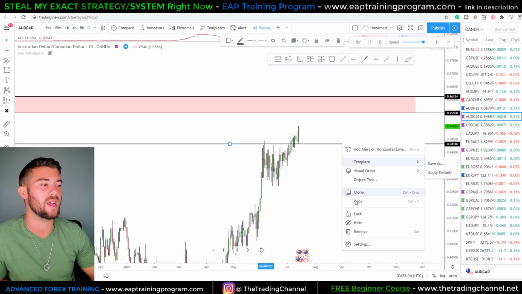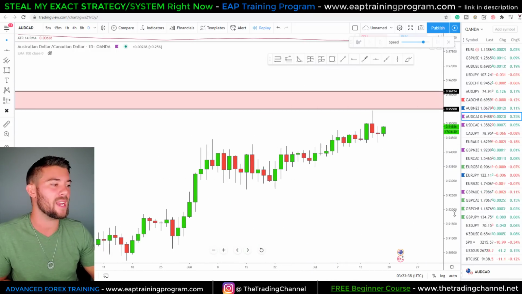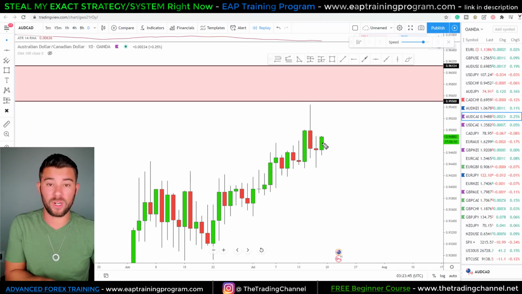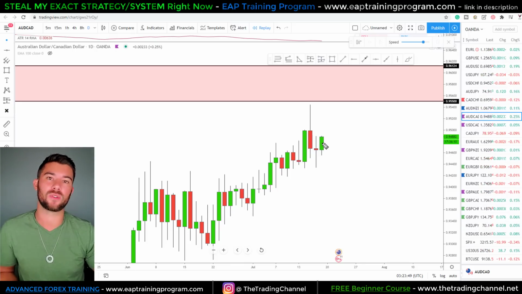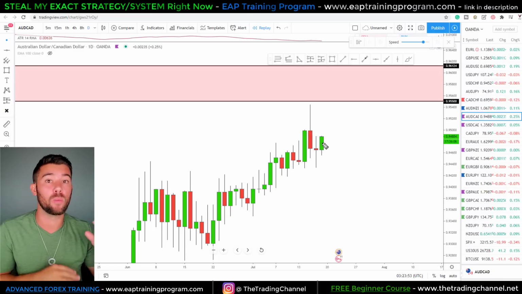Let's hit play and see what happens here on the Aussie Canada. As soon as we get close to this area, we see this big red candle coming out of this zone, pushing the market down over 100 pips. And again, if I'm going down to an hourly chart to place my actual trades, 100 pips is going to more than hit my potential profits.